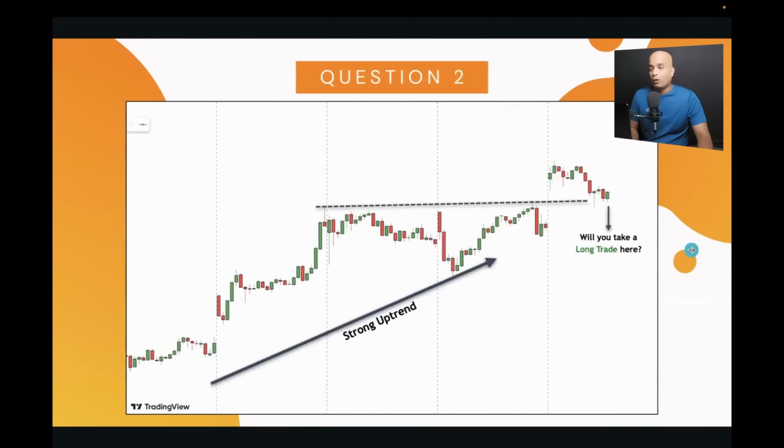So, one more example. Just observe this chart very, very carefully. The price is in an uptrend, and there is a resistance line here. Price opened above the resistance line and sustained above it. And there is a kind of hammer here. Now it is a bullish candle here. So will you take a long trade here? Just think in your mind.